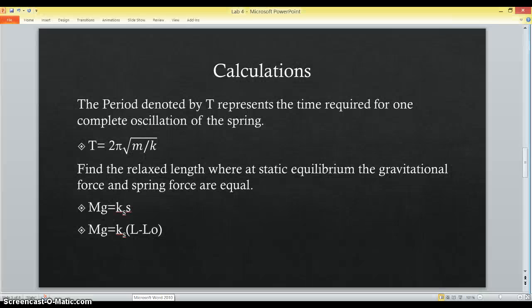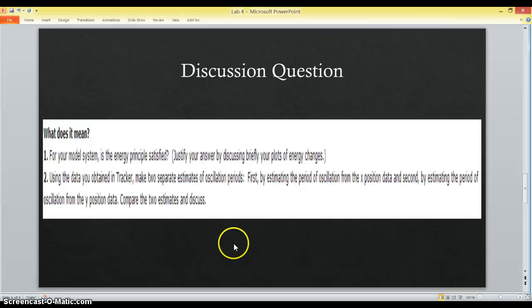Some of the calculations in this lab were done with the period, denoted by T, representing the time required for one complete oscillation of the spring. T was equal to 2 pi times the square root of m over k, and also we found the relaxed length, where at static equilibrium the gravitational force and the spring force were equal. mg was equal to k sub s times s, and mg was equal to k sub s times L minus L naught, and here we isolated L naught by itself in order to calculate its value. The discussion questions.